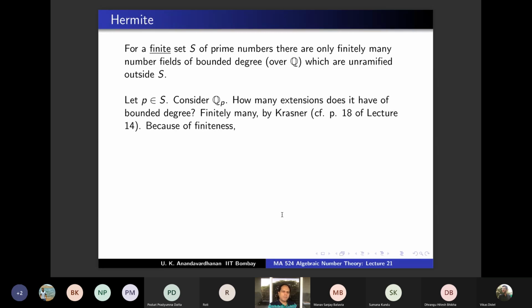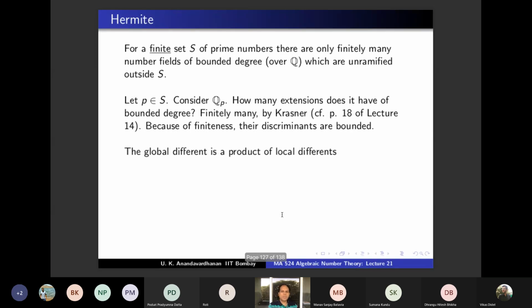And because it's a finite set, there are only finitely many extensions of bounded degree of Q_p. For each of them, you can compute the discriminant, and there is only a finite set. On that set, you take the maximum of the discriminants, because it's a finite set and the maximum you can take. So because of finiteness, their discriminants are bounded. It's a maximum of all those discriminants, so that's bounded.